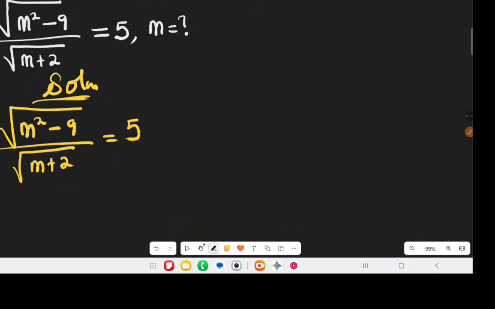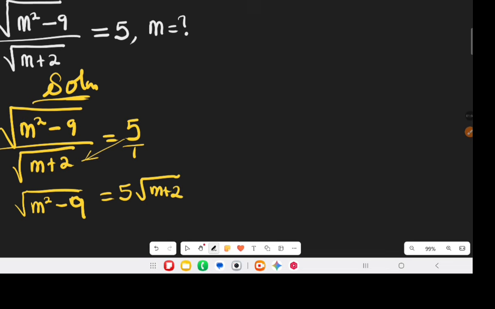First, we cross multiply. The 5 on the right hand side is over 1. When we cross multiply, 1 times the square root of m squared minus 9 gives us the square root of m squared minus 9, equal to 5 times the square root of m plus 2, which gives us 5 square root of m plus 2.